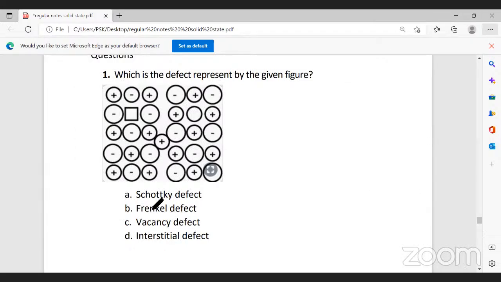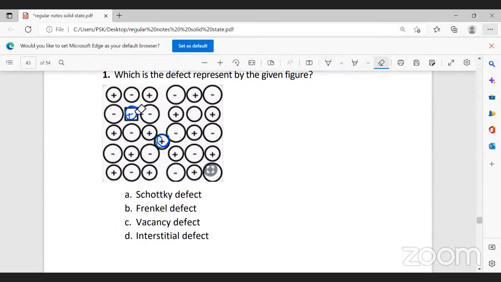Schottky defect, Frenkel defect, vacancy defect, interstitial defect. What is this defect? Observe the figure carefully. You should have had a cation here. This cation from here has moved to the interstitial position. When it moves to the interstitial position, what kind of defect is it called? Here a vacancy is created. From this position, it's moved here. It's a direct question. There is nothing to teach here. It's a Frenkel defect.